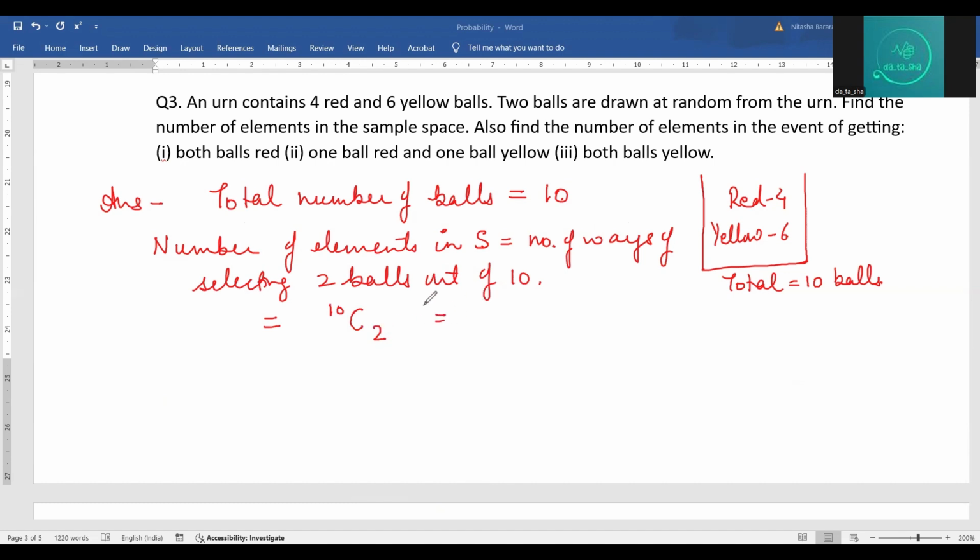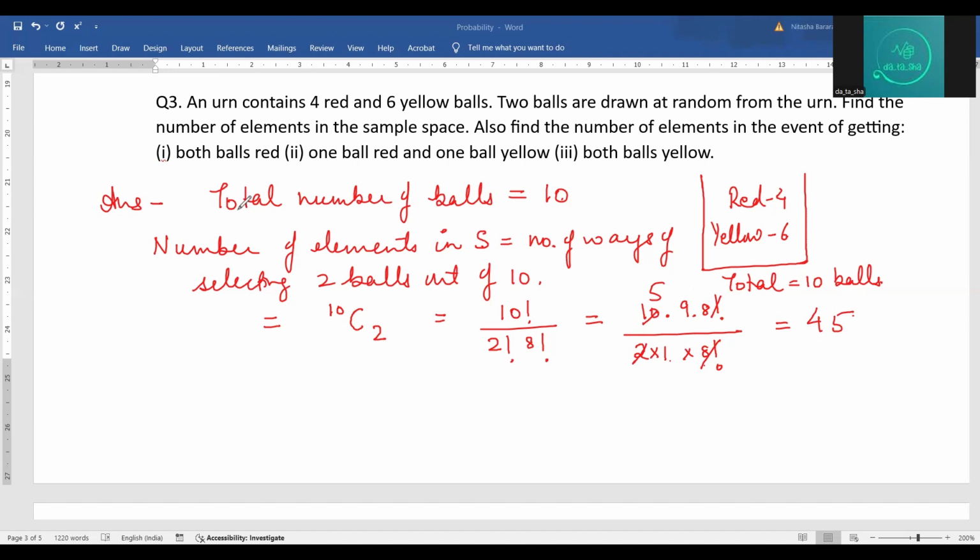So 10C2, we know how to calculate the combinations. It would be 10 factorial upon 2 factorial into 8 factorial. I can rewrite 10 factorial as 10 into 9 into 8 factorial. 2 factorial means 2 into 1. 8 factorial is as it is, so it just cancelled out. So 5 into 9, that's 45. So there are 45 elements in S.